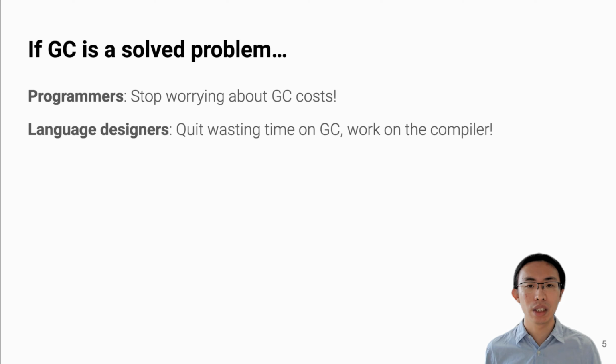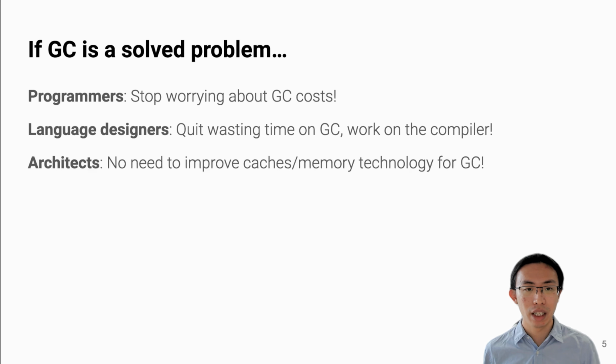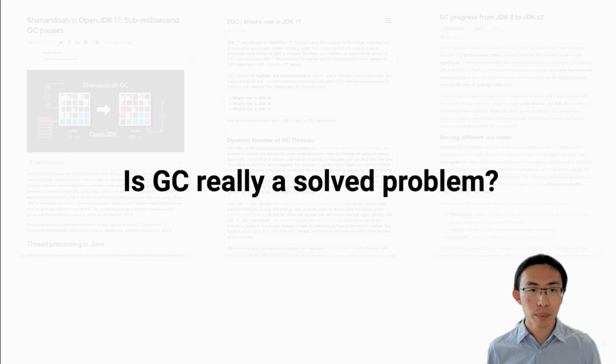If you are designing or implementing programming languages, you should stop wasting time on improving GC because it will only give diminishing returns. Go work on the compiler instead. And if you are an architect, since software GC is already so good and cheap, there is no need to improve, for example, caches or memory technology for GC. But is that really so?